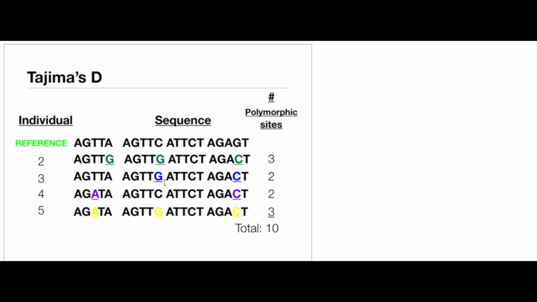We have to do the same with the third individual. Compare this individual to this, and the number of polymorphic sites is 2. Similarly, we do the same with individuals 4 and 5, comparing them to the reference. The number of polymorphic sites obtained is 2 with the 4th individual and 3 with the 5th individual. In total, in this example, there are 10 polymorphic sites. So we obtain 10 nucleotides that are different from the reference.